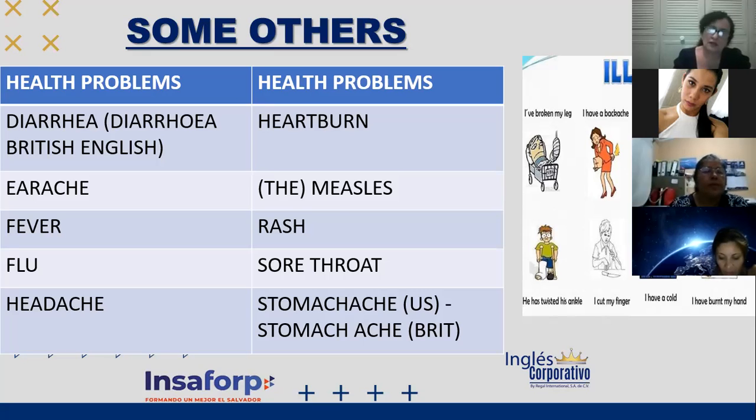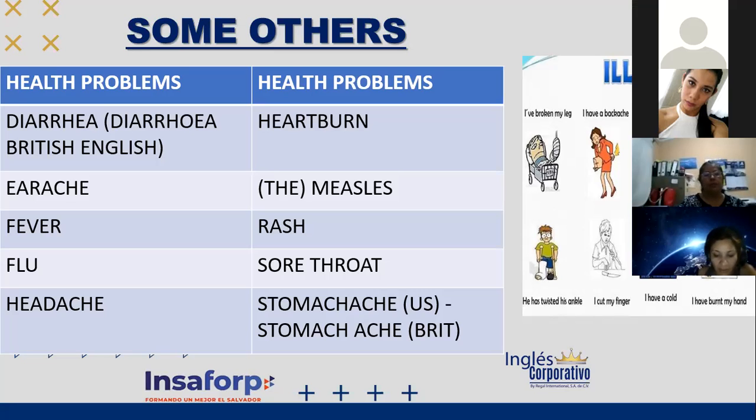Jenny Gloribel, go ahead. Diarrhea, earache, fever, flu, headache, hirdo, y esa no sé. Okay, keep on going. Heartburn? Keep on going. Just do it the way you think it is. Measles. Mm-hmm. Rash. Sore throat. Mm-hmm. Stomachache. Okay, thank you.